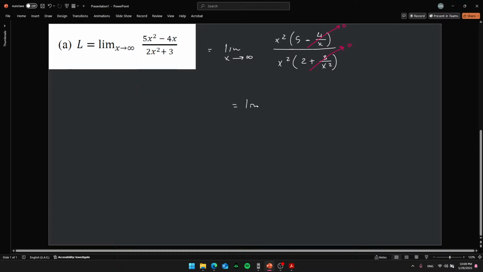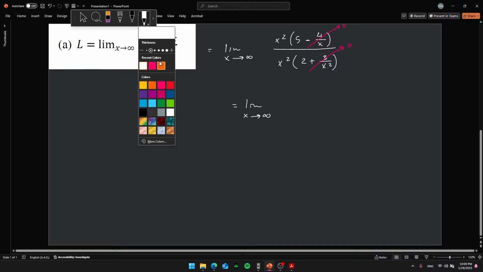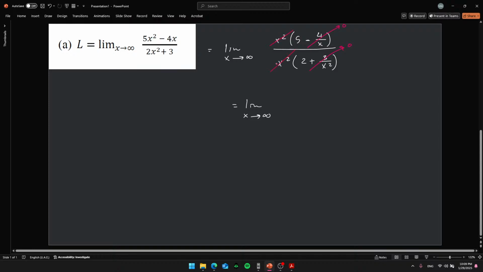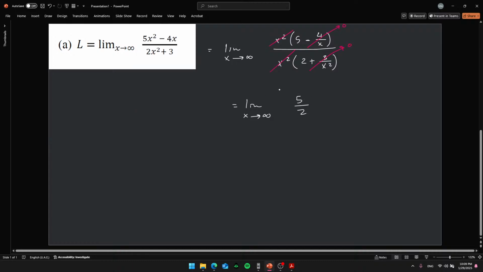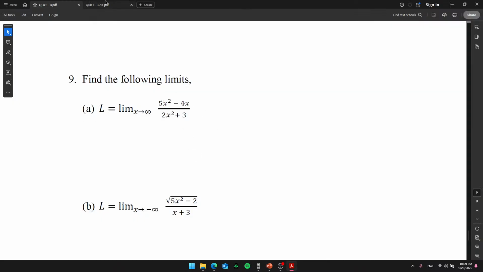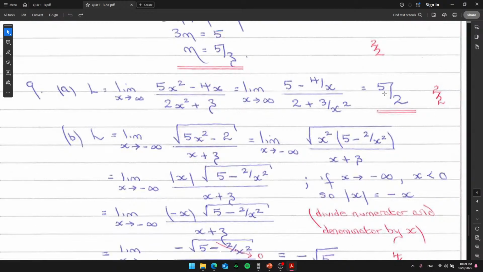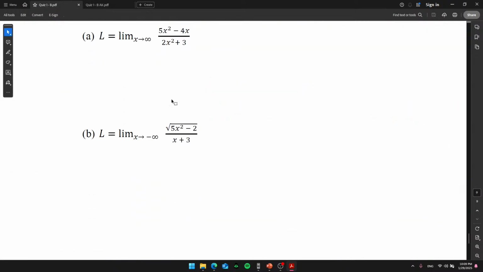And the limit as x approaches infinity, oh, and these will cancel. x squared over x squared is equal to 1. So yeah, 5 over 2. And whenever you have a limit of a constant, it's simply the constant. So 5 over 2. Yep. Next.